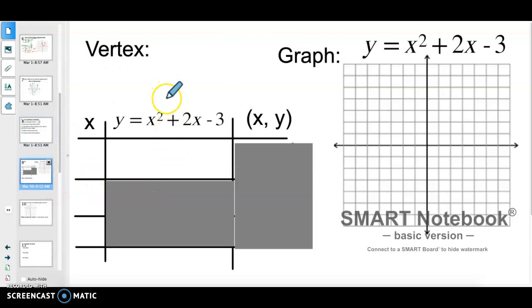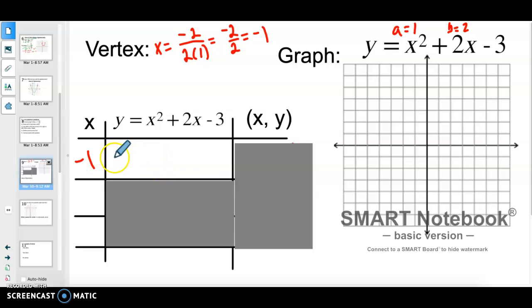So putting that into play. Looking at this formula, we can see that our a is 1 and our b is 2. So we're going to always start with the vertex. To find our x, we're going to do negative b, so negative, and then this time b is 2, over 2 times a, which is 1. So negative 2 divided by 2 equals negative 1. So I know the x value for my vertex is negative 1, so that's going to be the first value I put in my chart.